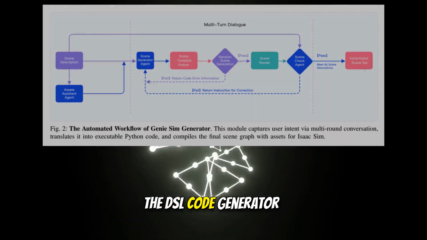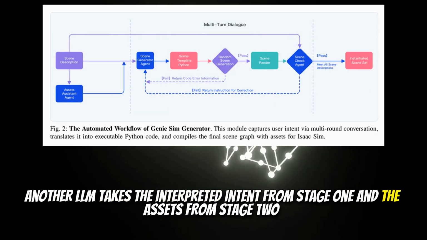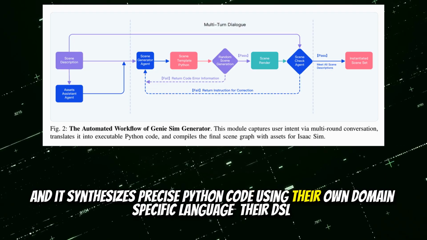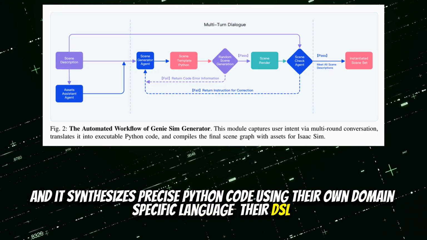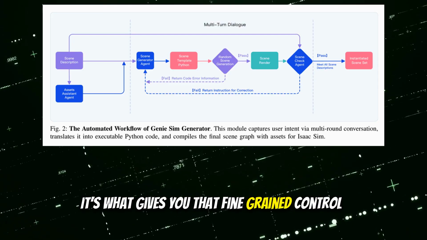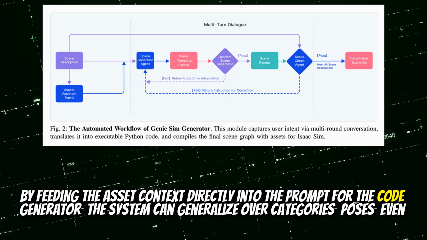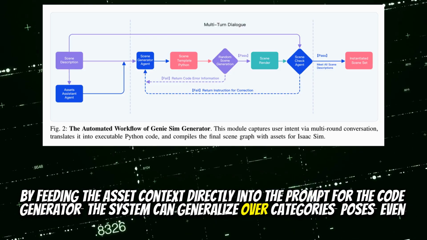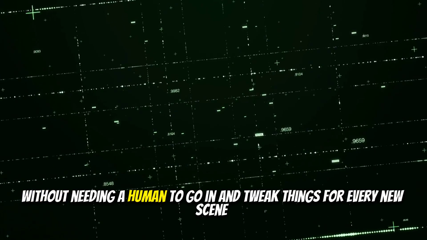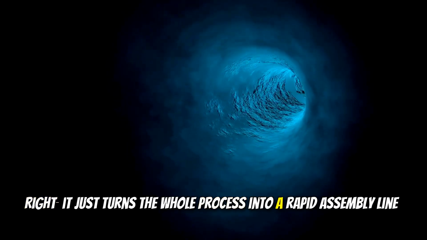The DSL code generator. Another LLM takes the interpreted intent from stage 1 and the assets from stage 2, and it synthesizes precise Python code using their own domain-specific language, their DSL. This DSL is really the magic component. It's what gives you that fine-grained control. By feeding the asset context directly into the prompt for the code generator, the system can generalize over categories, poses, even lighting and textures. Without needing a human to go in and tweak things for every new scene. Right. It just turns the whole process into a rapid assembly line.